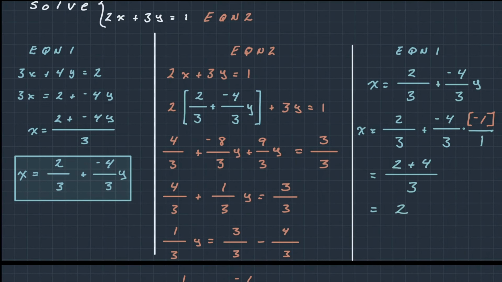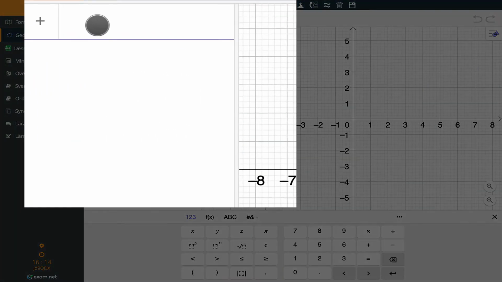And we are done. We have now found the values of x and y that satisfy both of these equations simultaneously. Let's express this as a solution set where we have the ordered pair where the x value is 2 and the y value is -1. Now I'm going to move into GeoGebra to check our result.